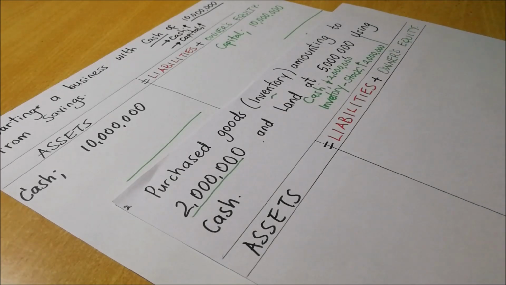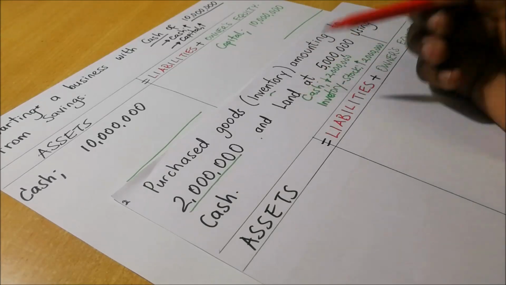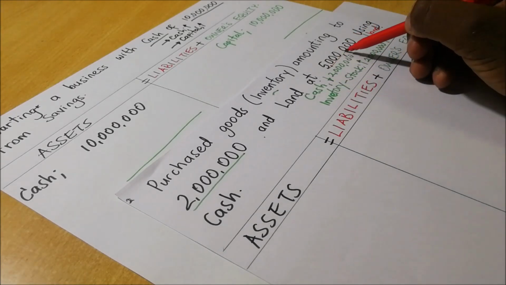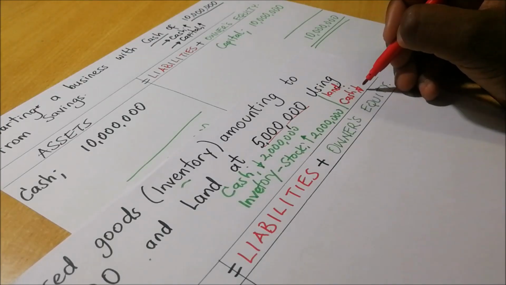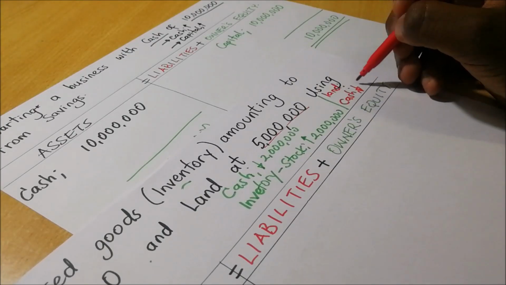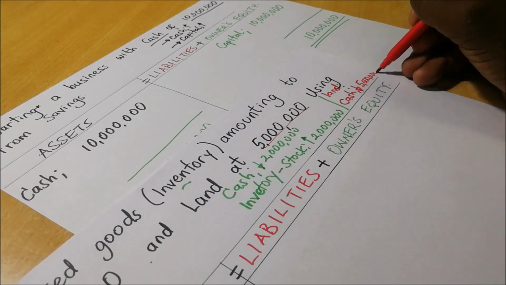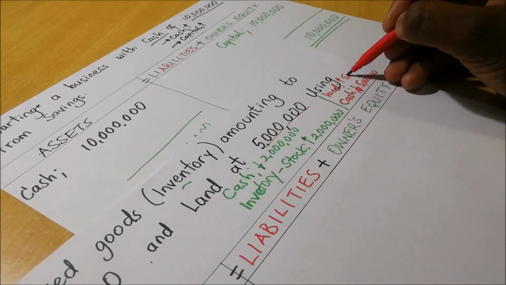So now the second transaction in that statement says that he also used cash to buy land. So the 2 items affected here, we have land and also we have cash still. And the land is worth 5 million shillings. So it means that in this case, cash is also going to reduce further by 5 million, and land is going to increase in value by 5 million.